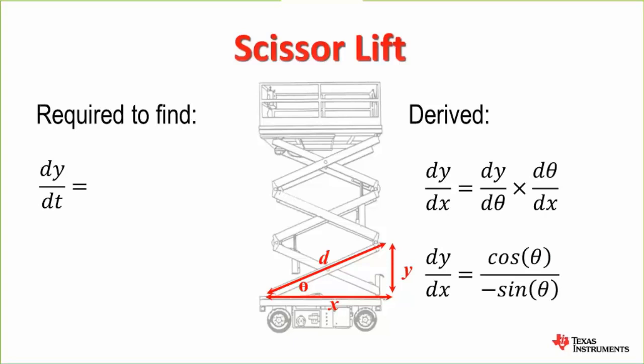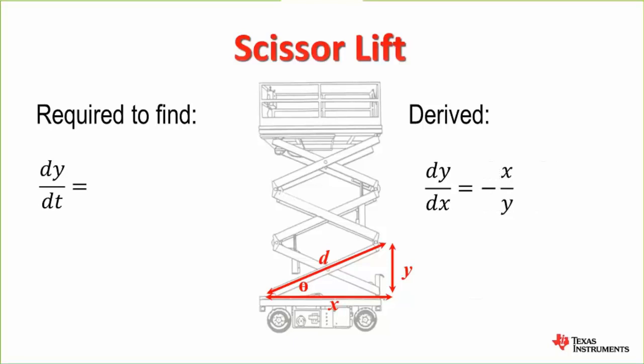You may also notice that it's kind of in terms of the stuff that we had at the start. The x and the y had references to cosine and sine, and in fact it can be rewritten just simply as negative x over y. So we have an expression for dy/dx, but we're required to find dy/dt. So let's work with what we've got.